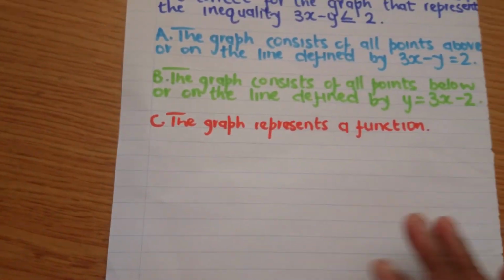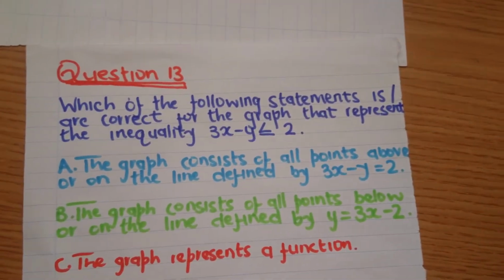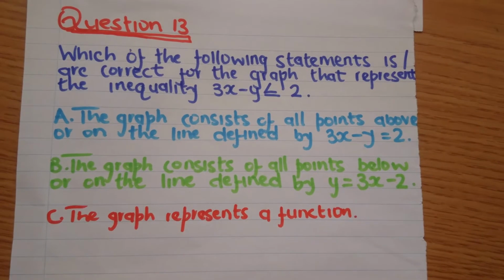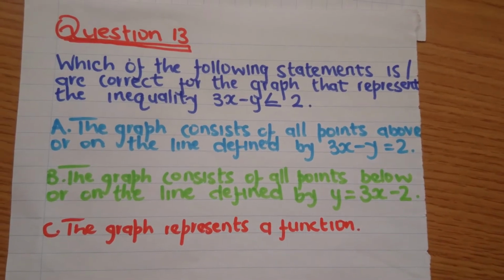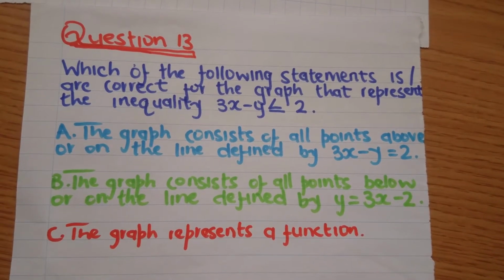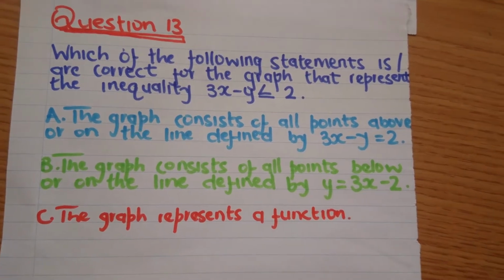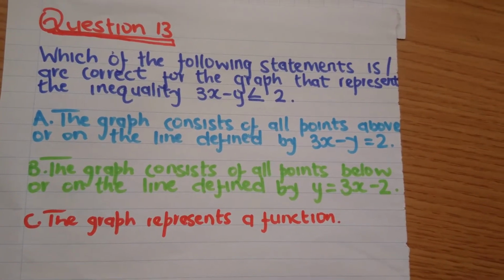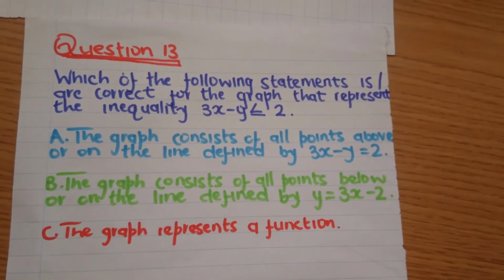All right. So this is the question here. They say, which of the following statements are correct for the graph that represents the inequality 3x minus y less than or equal to 2, and those are the options there. The first option, the second option, the third option. So let's get straight into it.